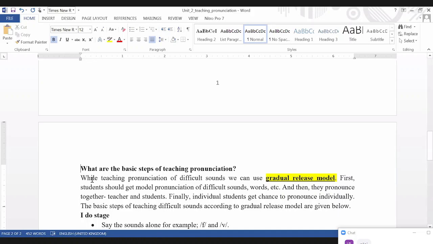Now just a brief discussion. While teaching pronunciation of difficult sounds, we can use a gradual release model. First, students should get model pronunciation of difficult sounds, words, etc. Then they pronounce together, teacher and students. Finally, individual students get a chance to pronounce individually. These basic steps of teaching difficult sounds according to the gradual release model are given below.